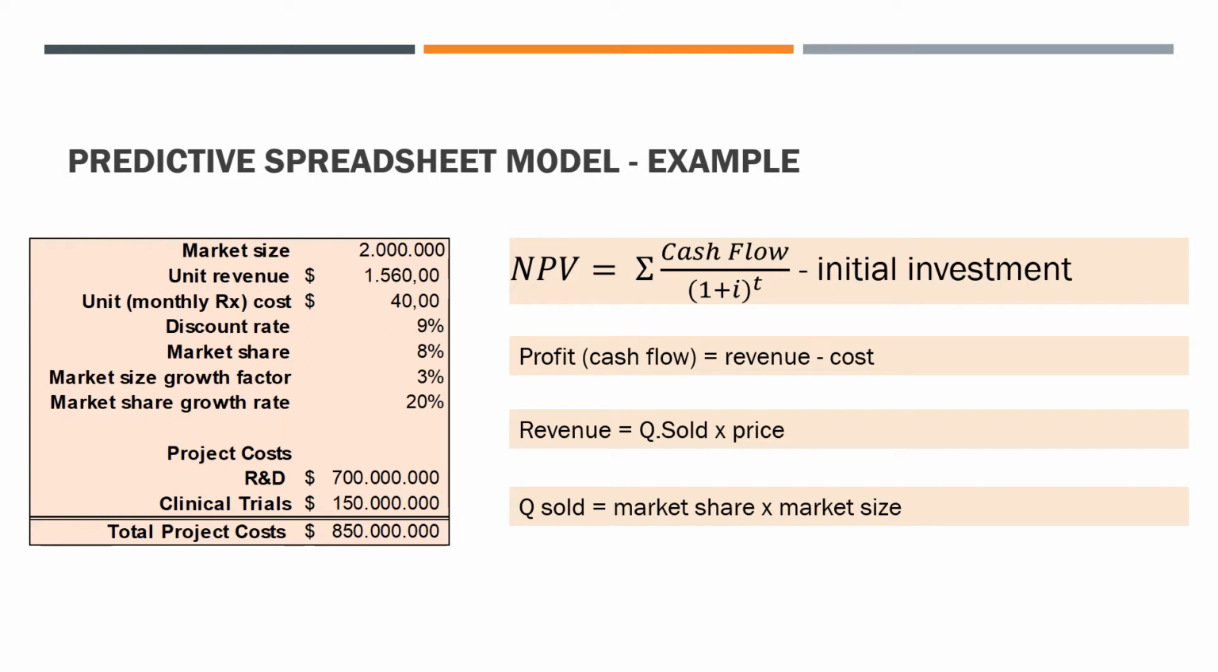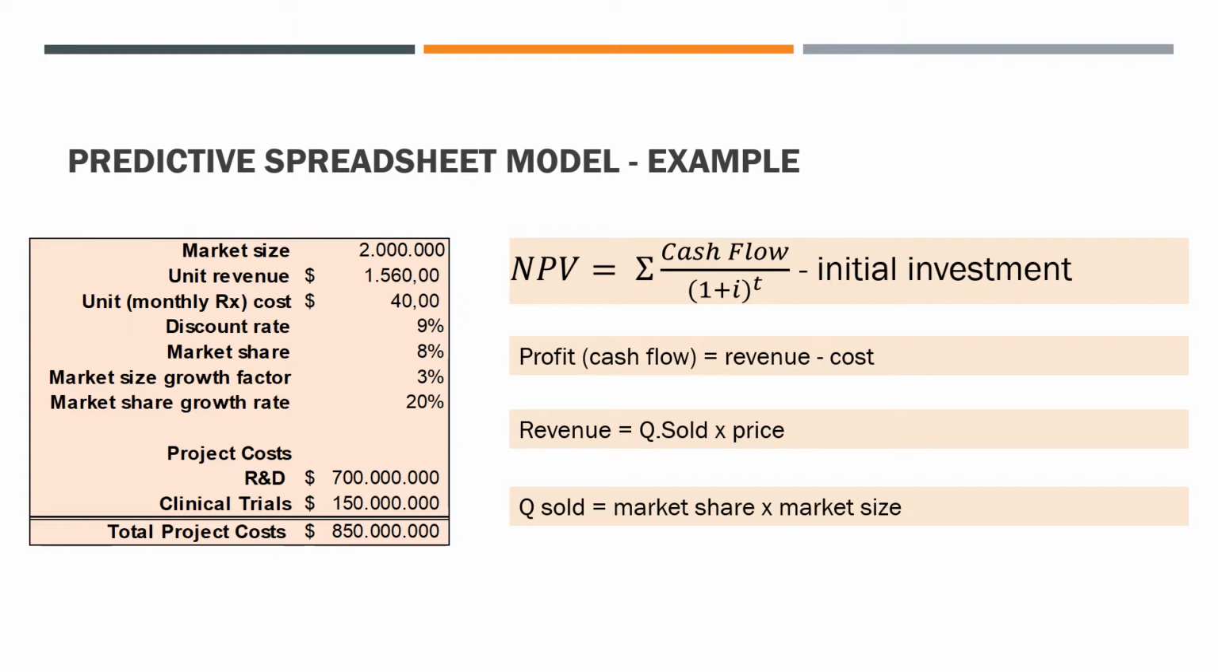And in order to perform the calculation, they aim for the NPV. In order to compute the NPV, you have to know the sum of net cash flow divided by 1 plus discount rate, power T, minus initial investment, which is the project cost.